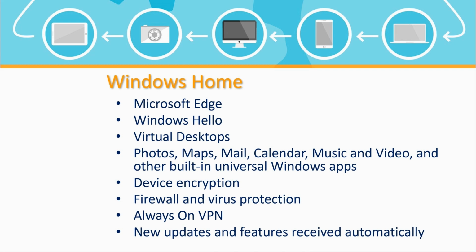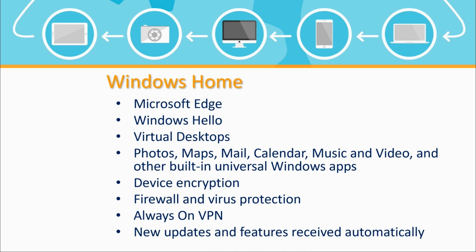You have Windows Hello, which is their authentication system. This is a biometric facial recognition, fingerprint matching, multi-factor type authentication system that comes with Windows. You have virtual desktops, so you can have multiple desktops on the screen and jump between those, to give you a little bit more task management, multitasking capabilities. You have photos, maps, mail, calendar, music, videos, and the normal stuff there.